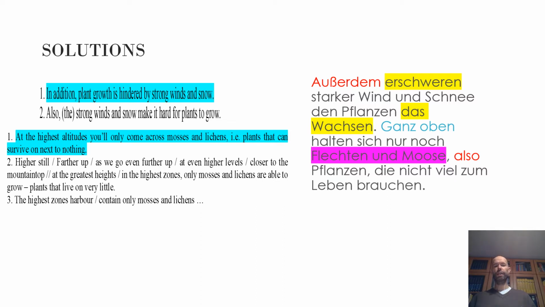Or a solution I forgot to mention earlier, you don't need to use a prepositional phrase here necessarily. You can turn the German adverbial into an English subject and say the highest zones, and then use a verb like contain or harbour. The highest zones harbour or contain only mosses and lichens. That's a variant, and it's quite neat because it's much shorter, much more compact than the German sentence.